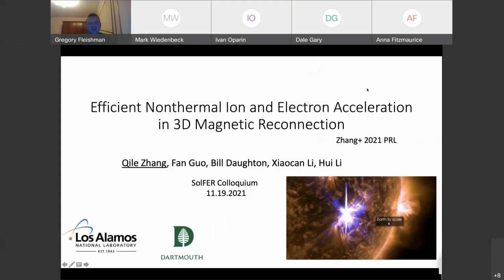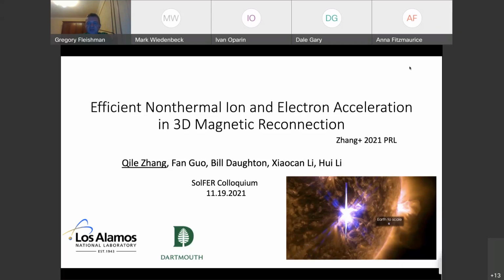Today we have Qili Zhang. Qili Zhang received his bachelor degree from University of Science and Technology of China in 2012, majoring in plasma physics. He got his PhD from University of Maryland in 2019, advised by Jim Drake and Mark Svidak, with his dissertation on particle heating and magnetic reconnection. He is now a postdoc at Los Alamos National Laboratory.